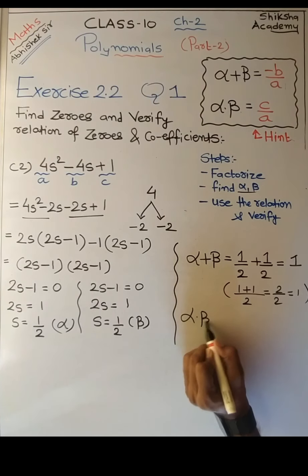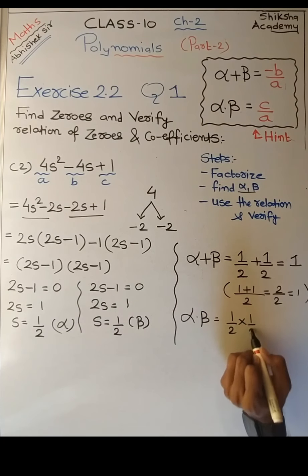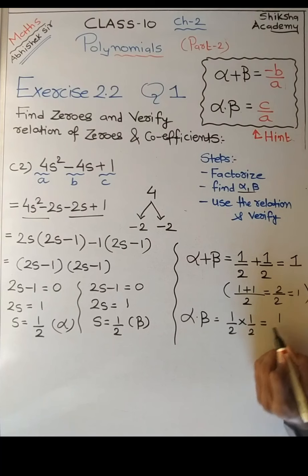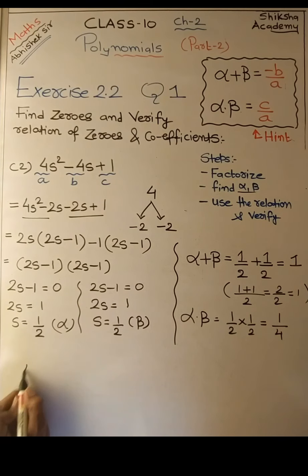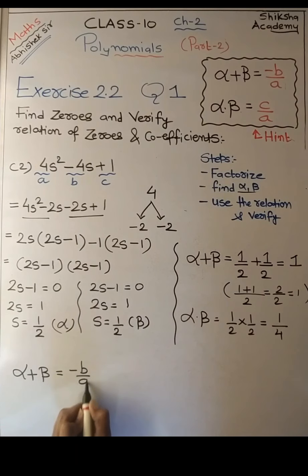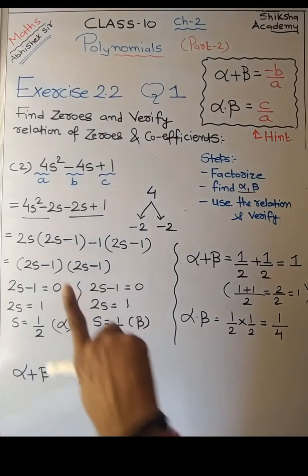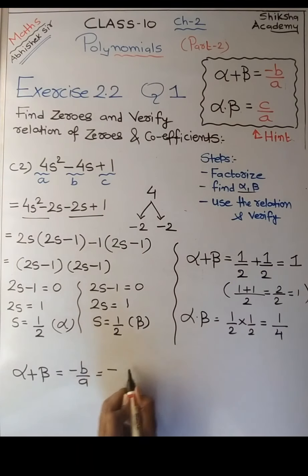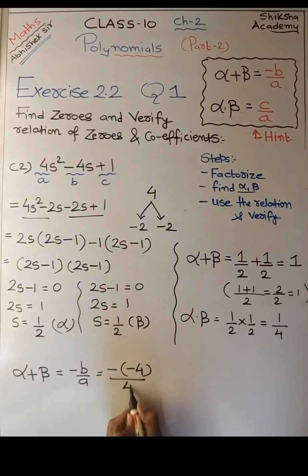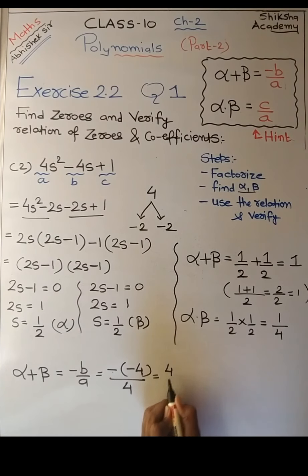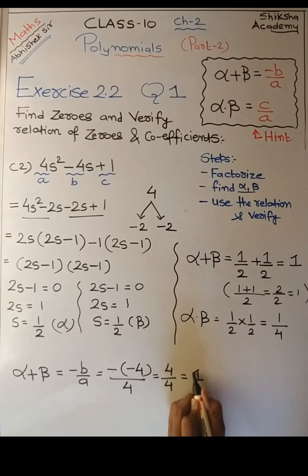What is alpha into beta? So that is 1 by 2 into 1 by 2, and that is 1 ones are 1, 2 twos are 4, right? So as it is, we have got the answer, alpha plus beta and alpha into beta. Now let us use the relation, right? So using relation, alpha plus beta is minus b by a. What is b? b is minus 4. Putting minus of the rule and value of b. a is 4. What is minus into minus? Plus 4 upon 4. So the final answer is 1.